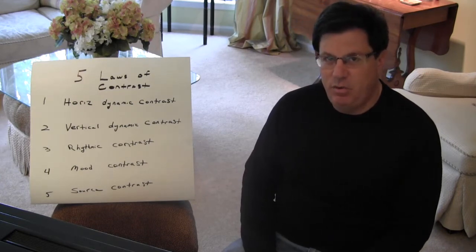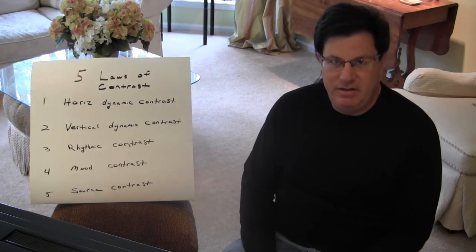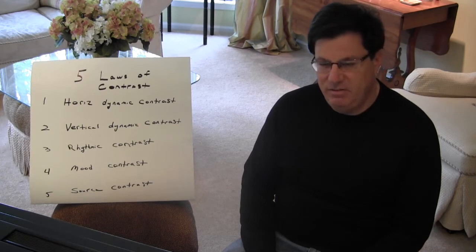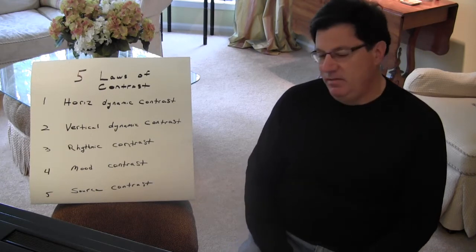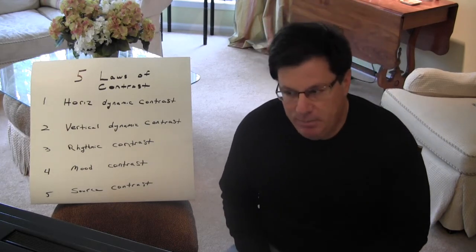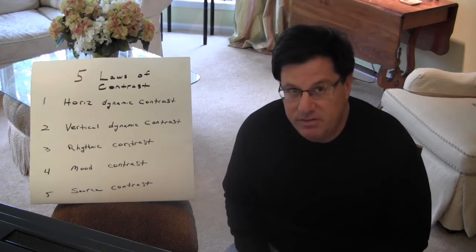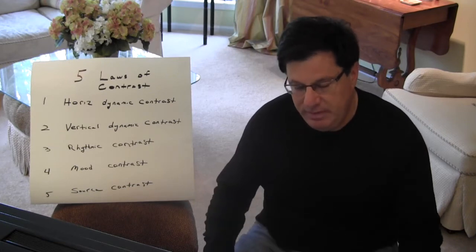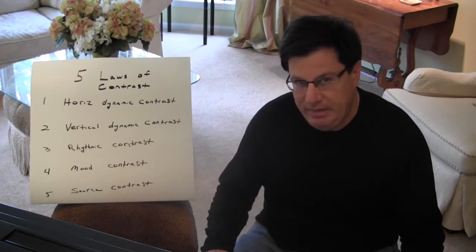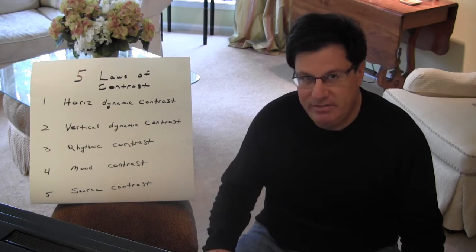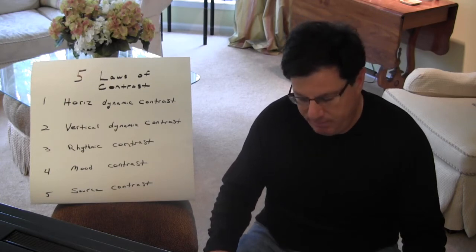Let's begin with horizontal dynamic contrast, which is a type of contrast virtually every musician uses to evoke emotion. So I'll start with Brahms' Intermezzo Opus 116 number 2. It starts with a 4-measure line, and I will create contrast in that line to evoke emotion.